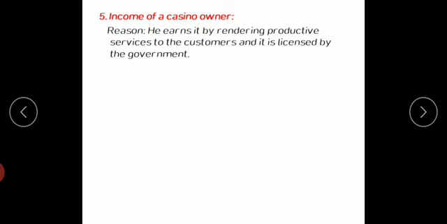Now, income of a casino owner. You know, casino where gambling activities are performed, and if the casino is registered and it has obtained a license from the government to operate the casino, that means this is a legal activity because it has been authorized by the government. So if a casino owner is earning any income by providing services to its customers, then that income will be included. But if any gambling activity is going on somewhere which is illegal and people are getting income from that, that will not be included.